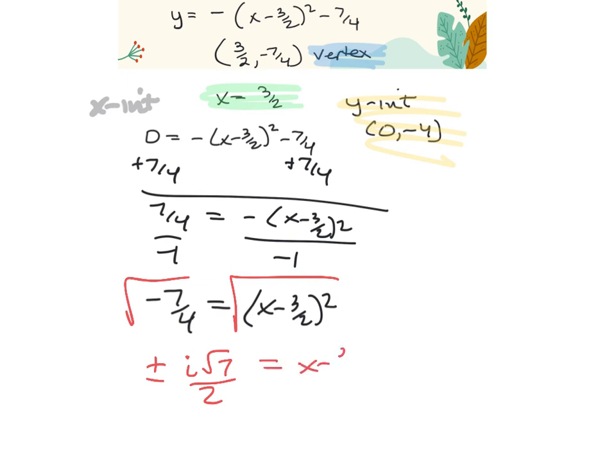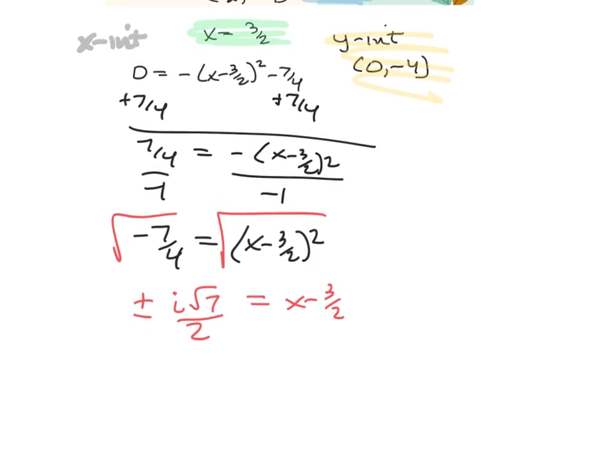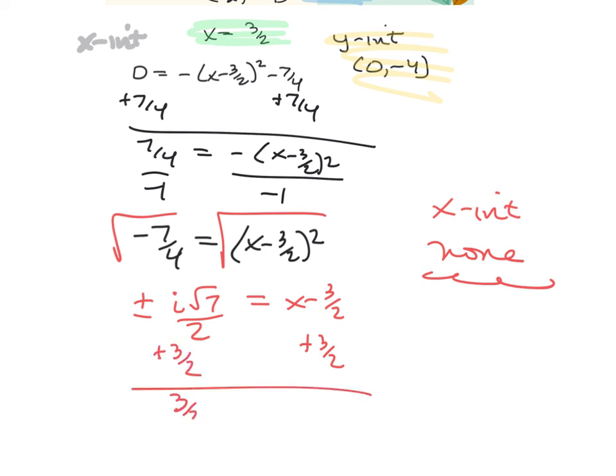When this occurs, there are no x-intercepts, so I don't need to even finish. The answer for x-intercepts is none. It's going to be an imaginary solution, and I don't graph imaginary solutions. Even if you wanted to finish, you would get 3/2 plus or minus i root 7/2. So that is it for the notes on 3.1.